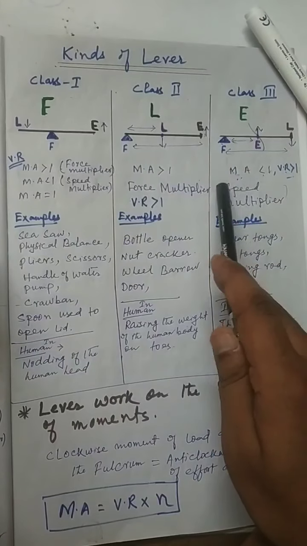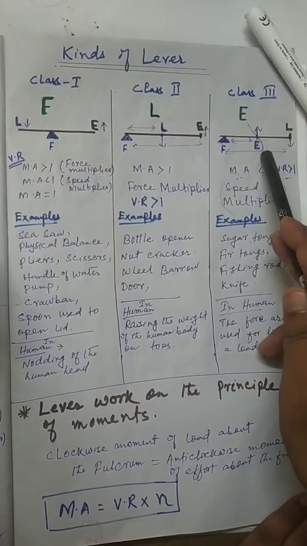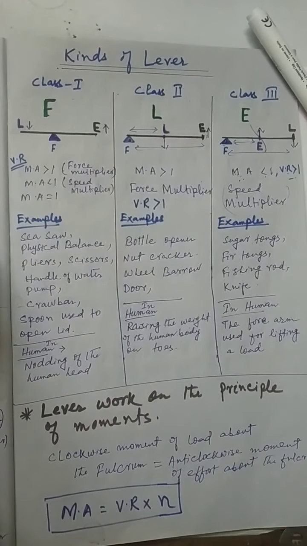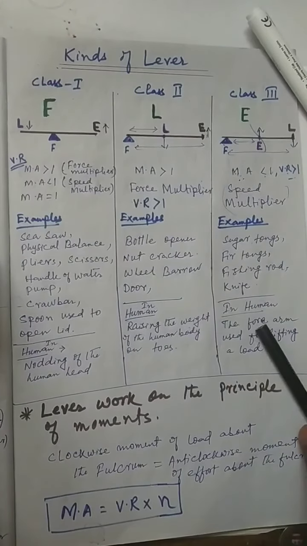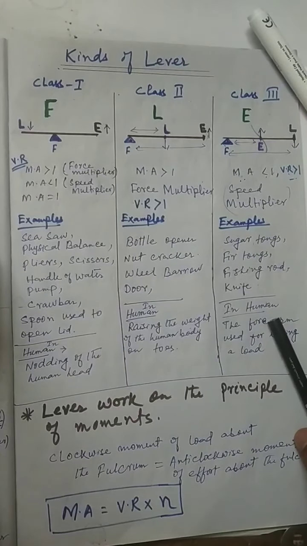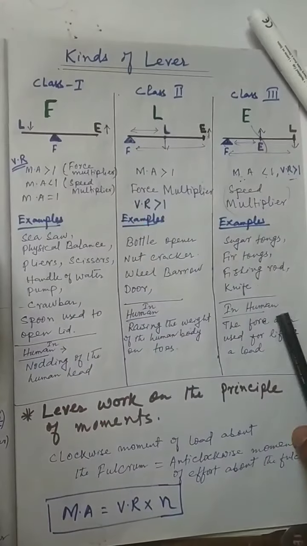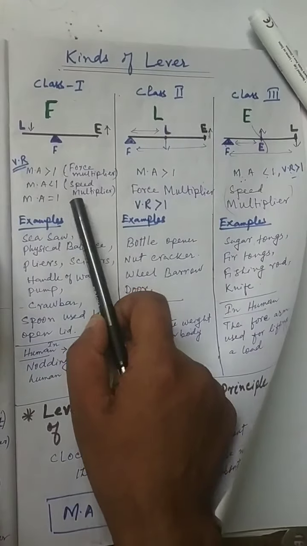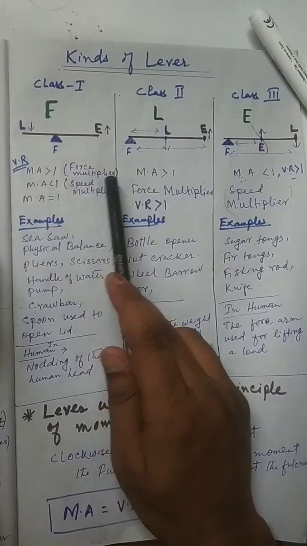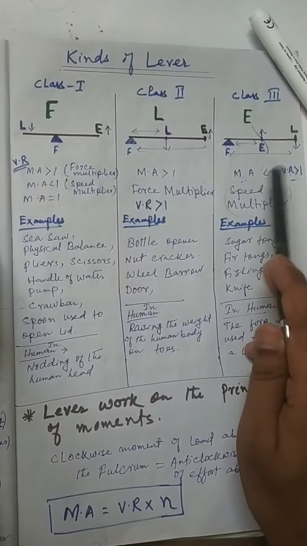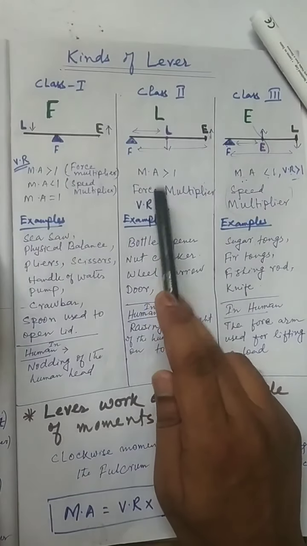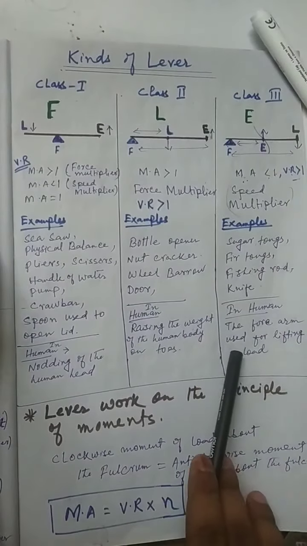If the mechanical advantage is less than 1, it's a speed multiplier. So if a question asks which one shows speed multiplier, second class lever or third class lever, the answer will be the third class lever. But the first class lever also can be a speed multiplier. Okay, speed multiplier is the third class lever, and force multiplier is the second class lever.